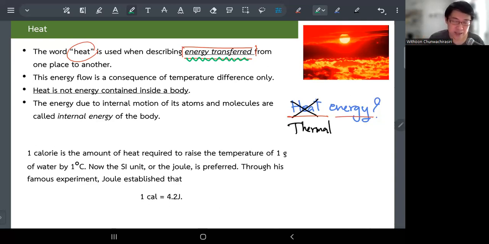Heat conduction. This is like a spoiler over here. We're going to learn about heat conduction a little bit later. But that is still related to heat, and that is some sort of heat transfer mechanism. That's heat conduction. All right, here we go.